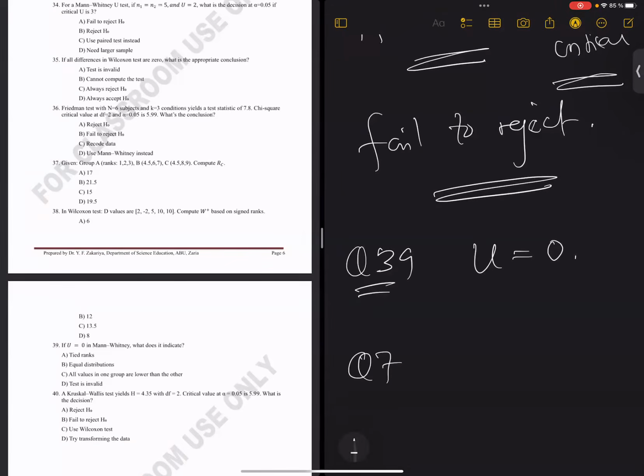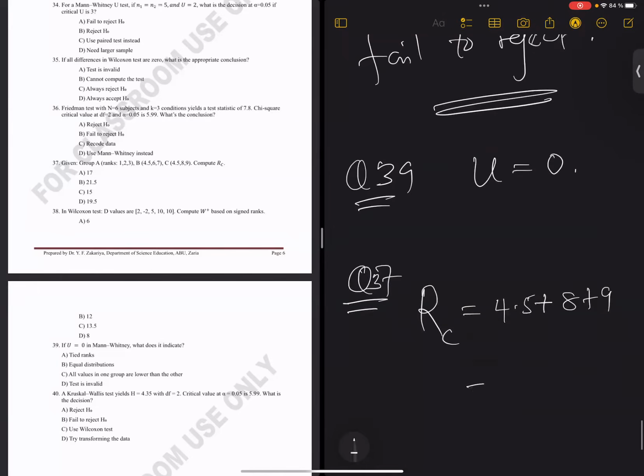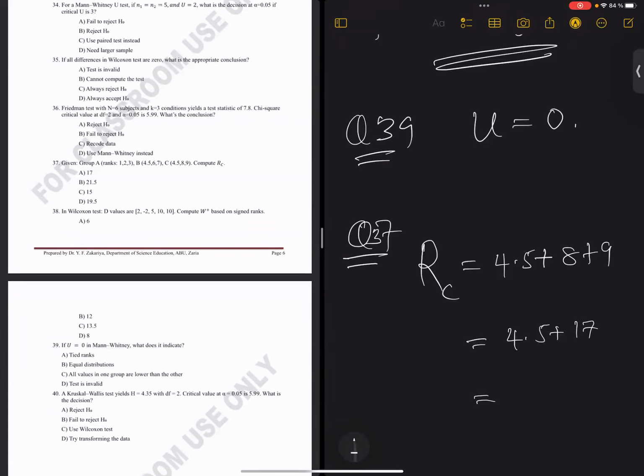Question 37. Group A ranks to be 1, 2, 3. Group B ranks to be 4.5, 6, and 7. And group C ranks to be 4.5, 8, and 9. So RC is the sum of ranks in that group: 4.5 plus 8 plus 9, 17. 4.5 plus 17, 21.5. So RC is 21.5, which is option B.